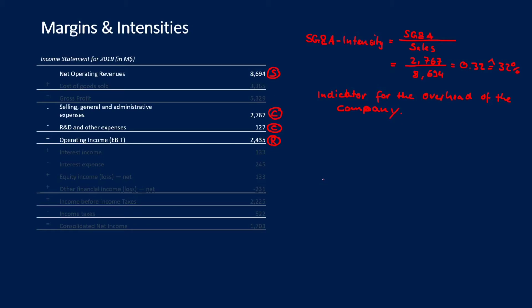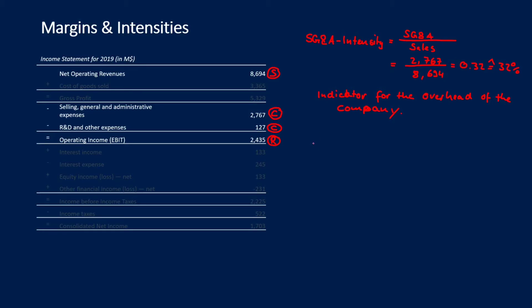In other words, if in comparison to other companies of the same industry, the selling and general administrative intensity is a lot higher, the company should think about leaner processes and less management.